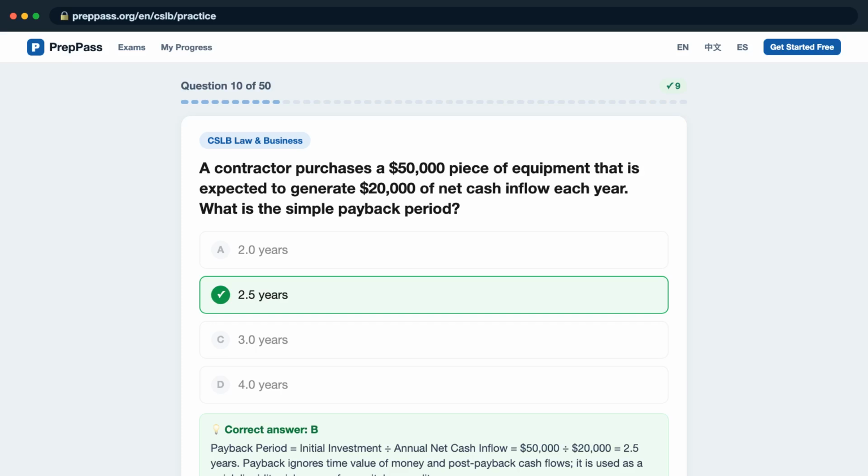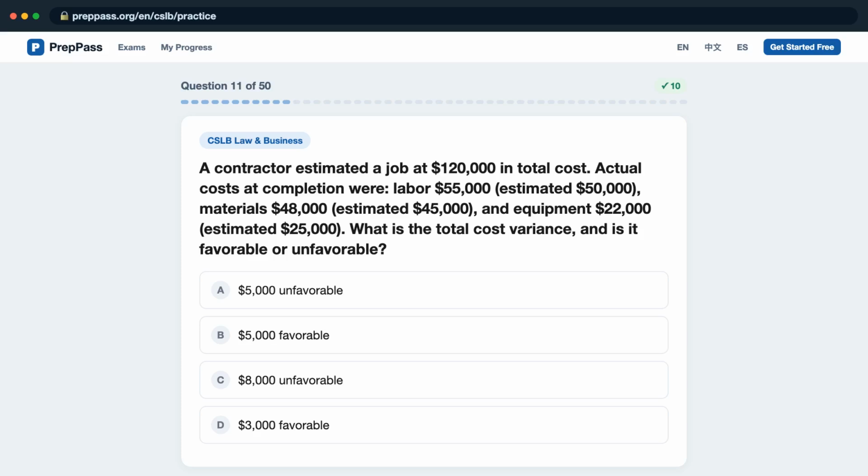Payback period equals initial investment divided by annual net cash inflow, equals $50,000 divided by $20,000, equals 2.5 years. Payback ignores time value of money and post-payback cash flows. It is used as a quick liquidity risk screen for capital expenditures.